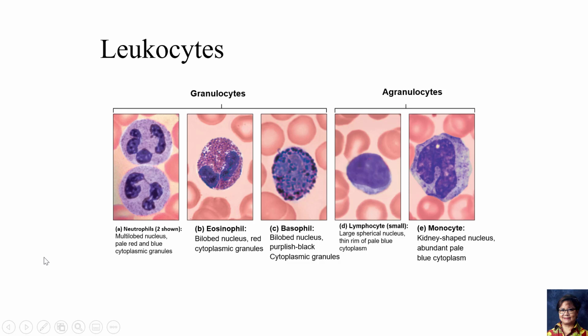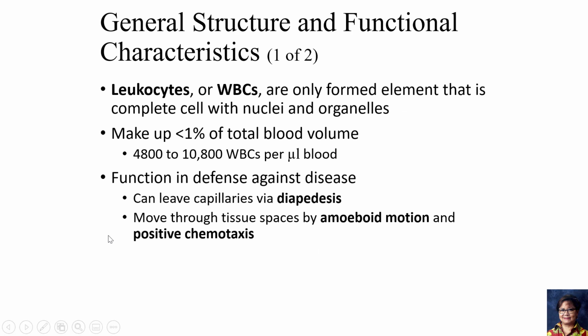There's a picture of all five different types of white blood cells, and they are the only formed element in the blood that are actually complete. You could see that all five types have nuclei. They also have cytoplasmic granules, inclusions, and organelles inside them. So they are really complete cells. And they make up only 1% of the total blood volume, and they run from about 4,800 to about 11,000 or less white blood cells per microliter of blood.